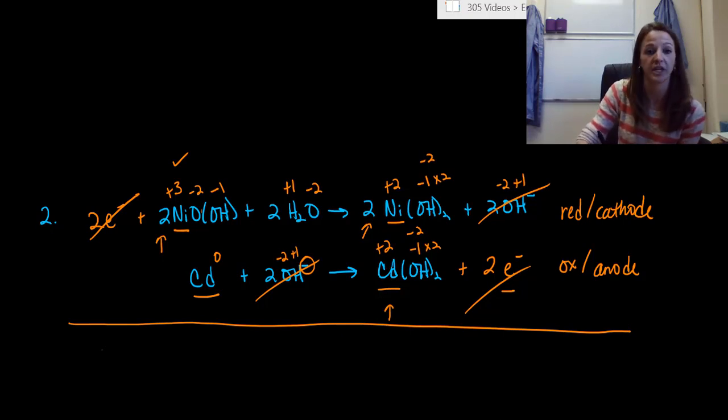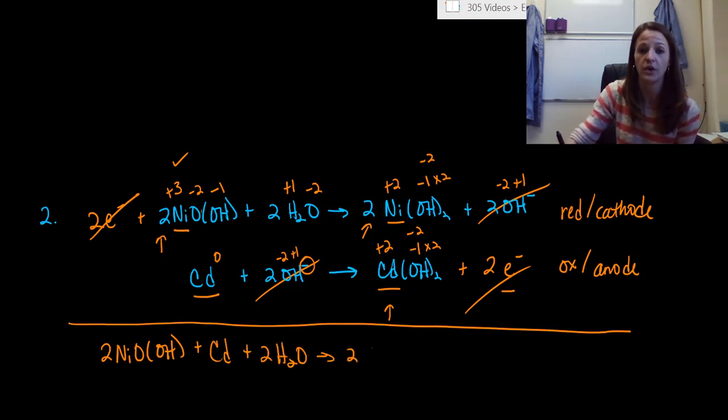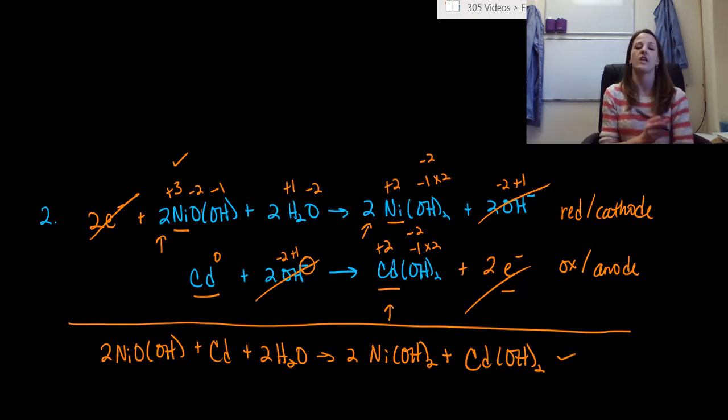So in order to do this, you just bring it all down. So 2 NiOOH plus your cadmium plus 2 waters goes to 2 Ni(OH)2 plus cadmium hydroxide. Boom. And then always check your last reaction, make sure everything's balanced. If it's balanced, then you know you've done this properly.